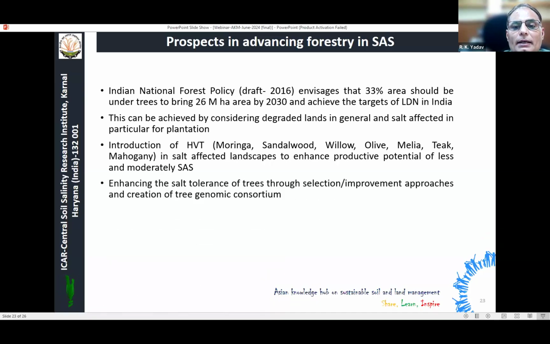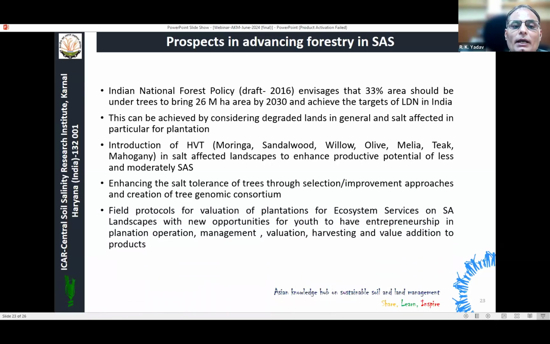So finally, we can say there is a scope to increase the salinity tolerance of some of the trees, particularly with selection approaches, some highly improved, high-end approaches that we are pursuing. And finally, we will create a tree genomic consortium for the salt-affected sites. And then some field protocols for the valuation of the plantations for ecosystem services.